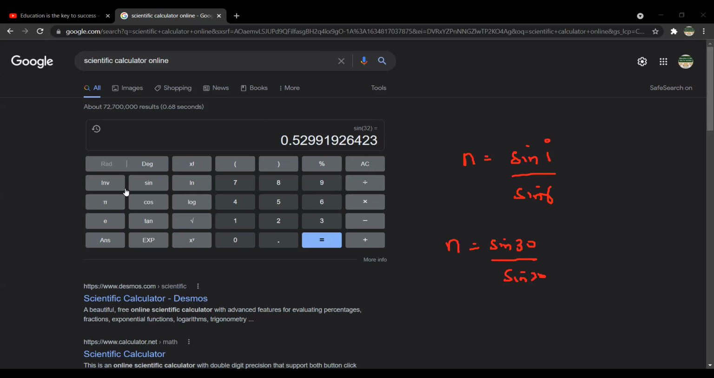Sine 30 degrees is equal to 0.5. So we'll put 0.5. And the second value is sine 20 degrees. Sine 20 is equal to 0.34. So 0.5 divided by 0.34. So the refractive index, which is 0.5 divided by 0.34, is equal to 1.47. So in this case, the refractive index will be 1.47.